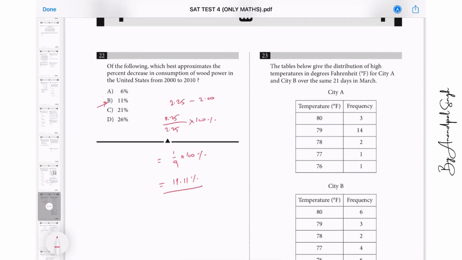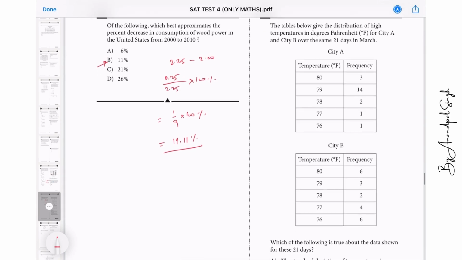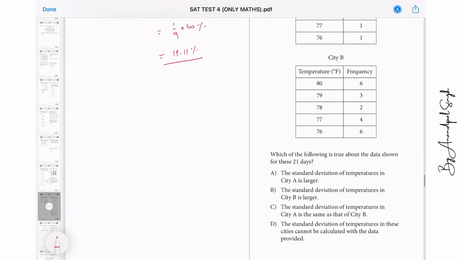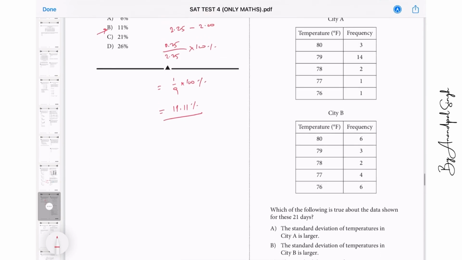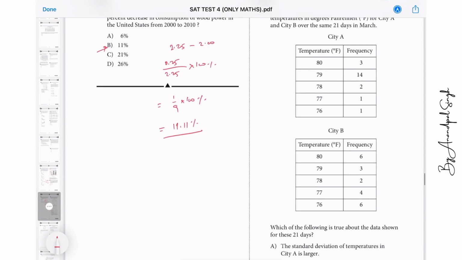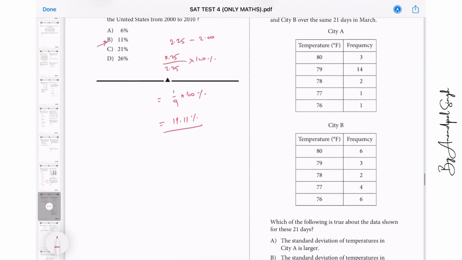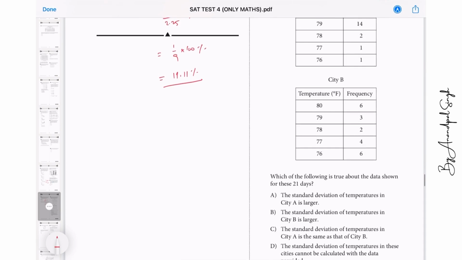Now next, question number 23. The table below gives the distribution of high temperature in degrees Fahrenheit for city A and city B over the same 21 days in March, right? Which of the following is true about the data shown of these 21 days? Number 1, the standard deviation of the temperature in city A is larger. See, the standard deviation is larger if the range is larger. So I think the range is the same in both cases. And since city A is less scattered, I think its standard deviation should be less.